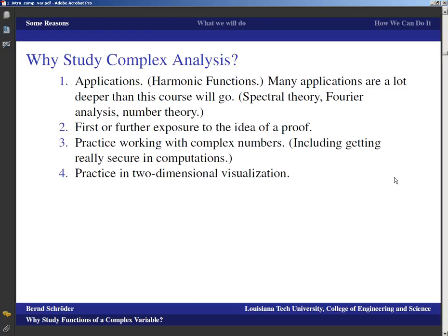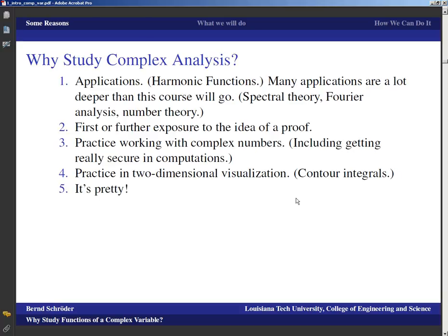We will also get a lot of practice in two-dimensional visualization. Of course, the complex plane is two-dimensional, and we'll be drawing a lot of curves in there, so that is very helpful in visual thinking. The key word there is contour integrals, which will take up a good part of the course, where we're going to integrate over contours in the complex plane.